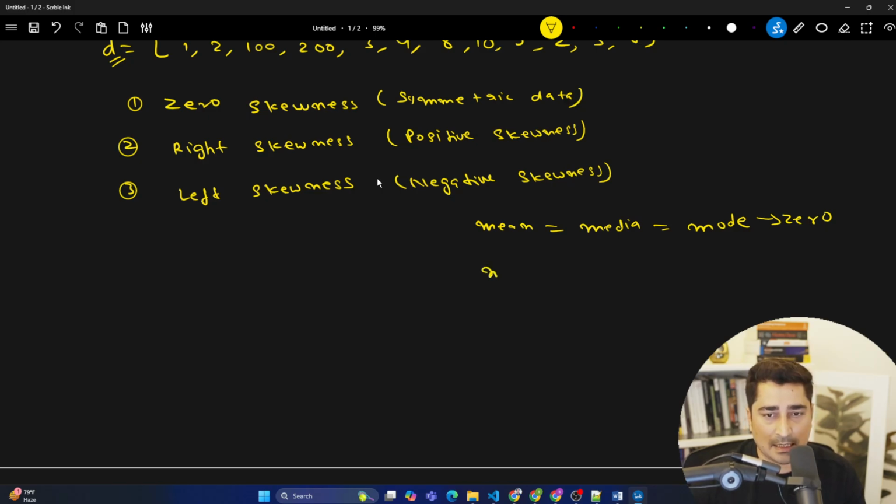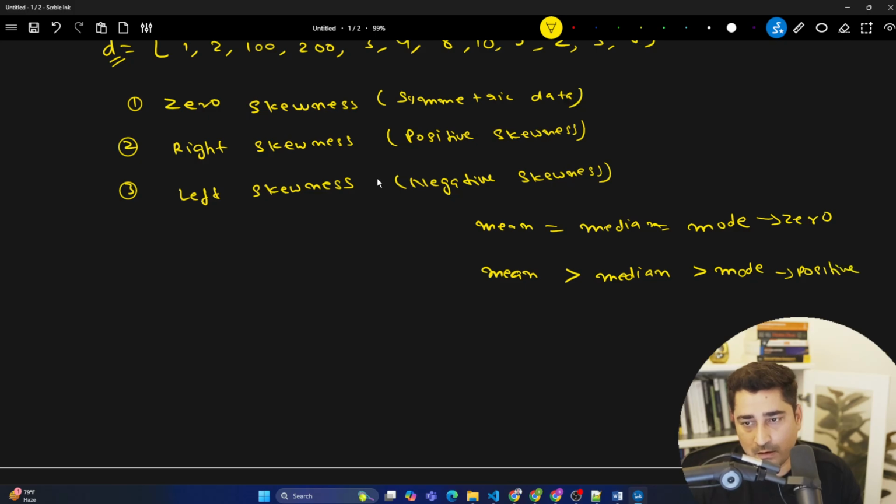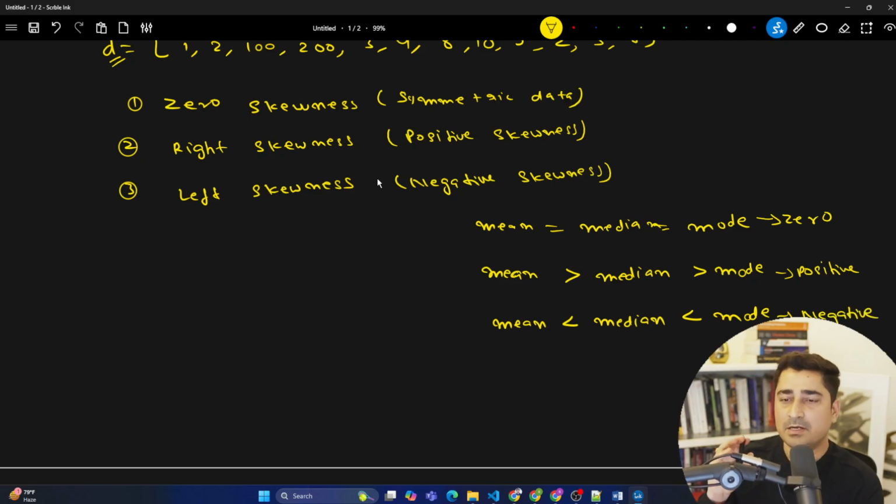And theory says that if mean, the average, is greater than median and it's greater than mode, then we will have positive or right hand side skewness. And if mean is lesser than median is lesser than mode, then it will be negative. Fine.